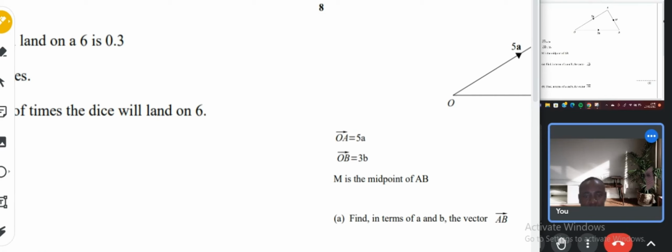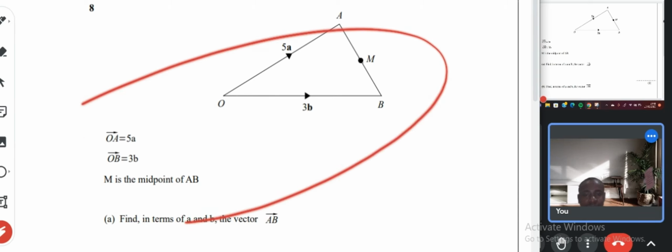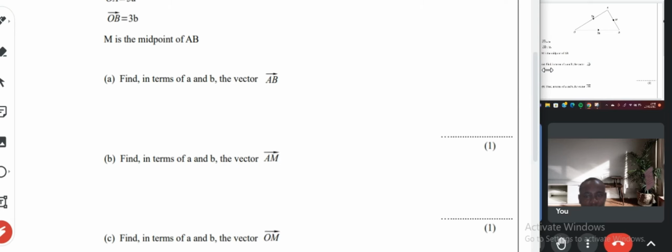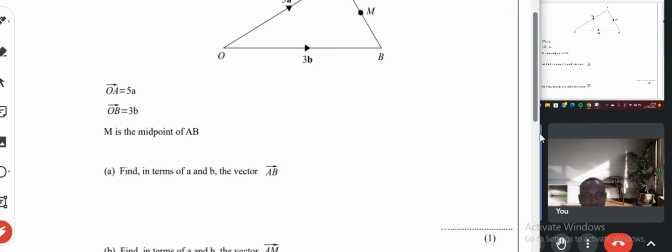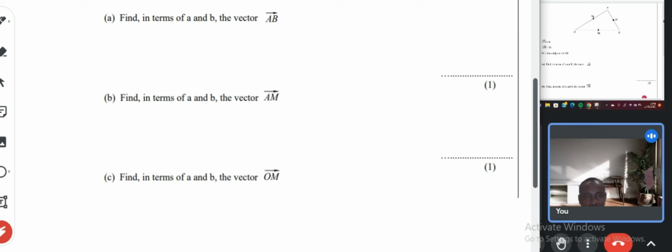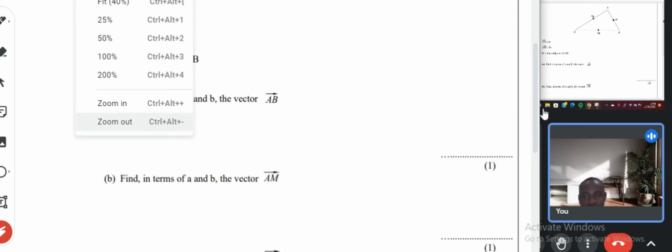Let's look at this vector. Can you attempt this? Not at all. It's a one mark question for each, so it shouldn't require much. Let me zoom it in a bit to capture, zoom out a bit.